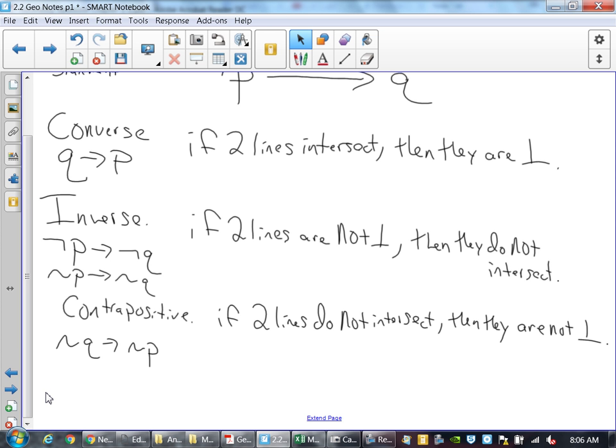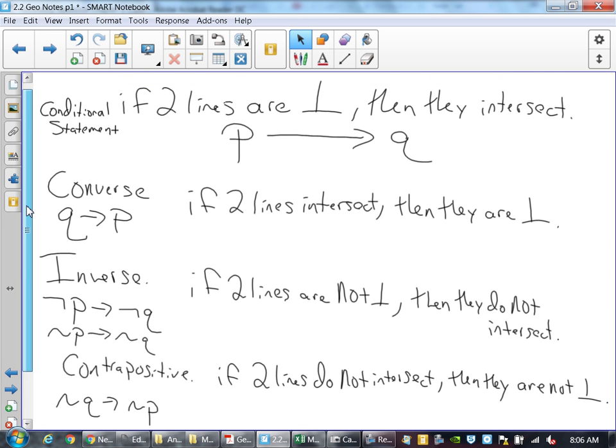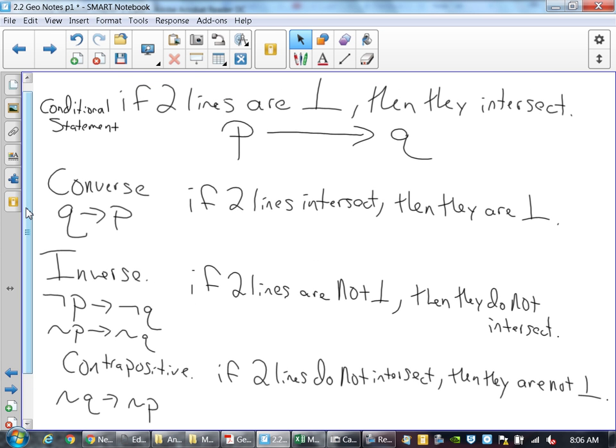So if I look at it, our first statement was, if two lines are perpendicular, then they intersect. True or false? True. If two lines are perpendicular, they have to intersect because they have to form a right angle. Yes, we know that right there. It's a true statement.